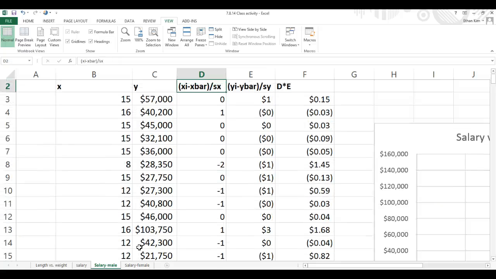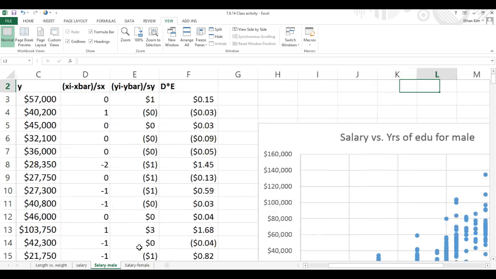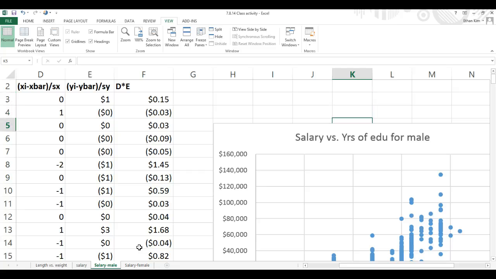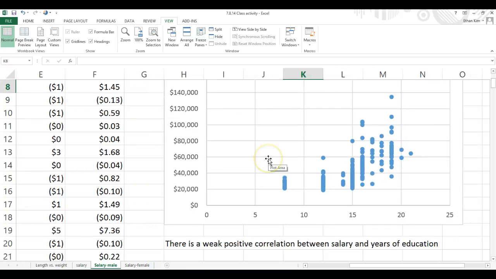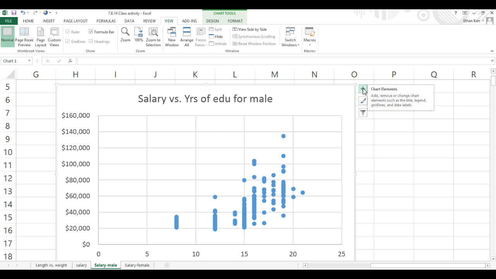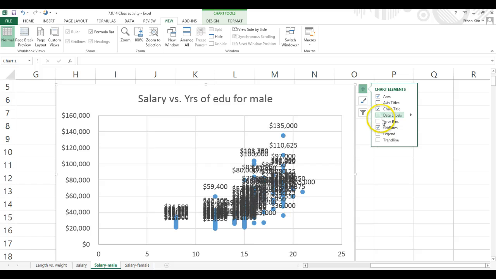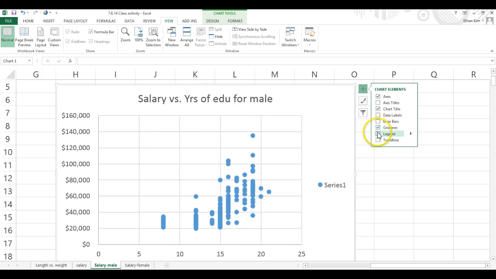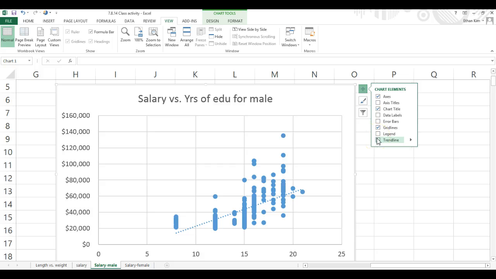And now we're plotting the salary versus years of education for male, right? To do that, you just click these values and press the scatter plot button. And I want to show you something here. If you click this, you get a little plus sign, right? If you click that, it gives you options: axis title, chart title, data label, error bars, grid lines, and everything. But we want to see the trend line, right?